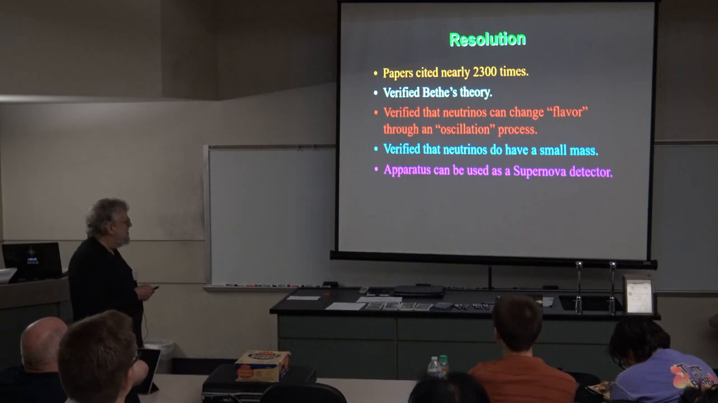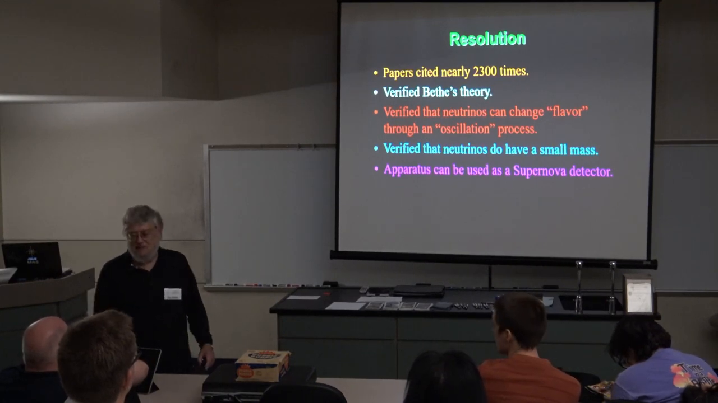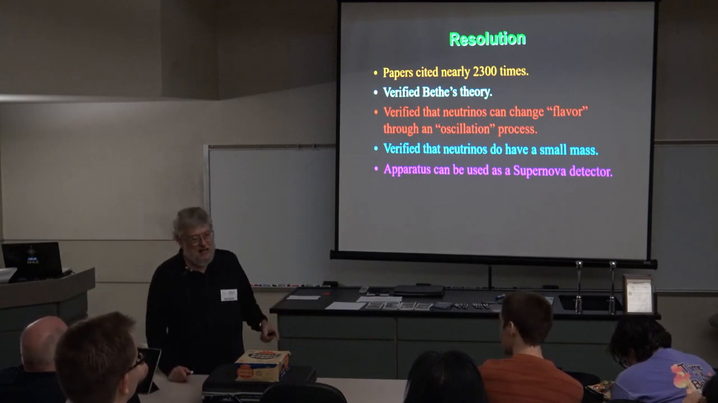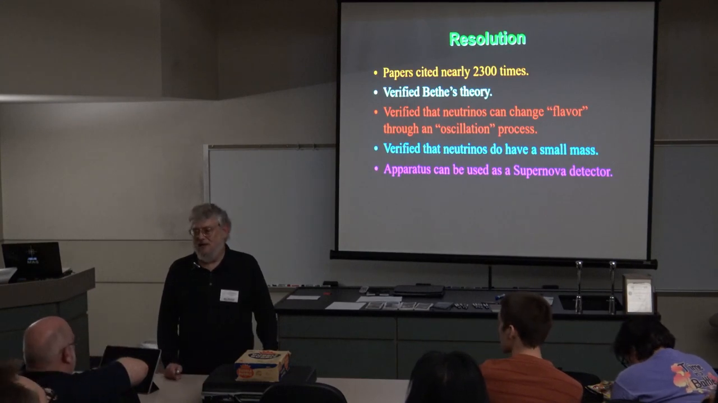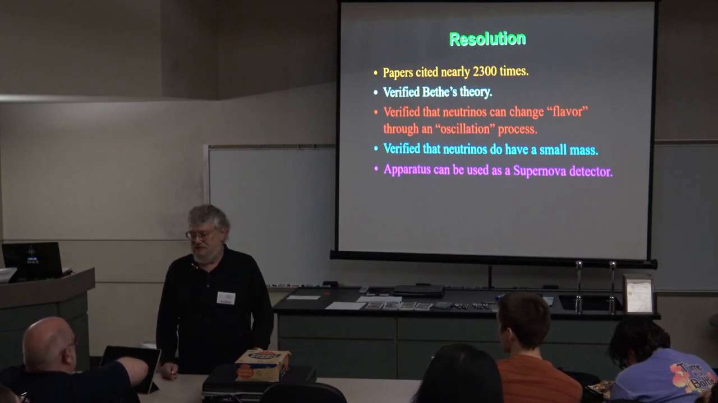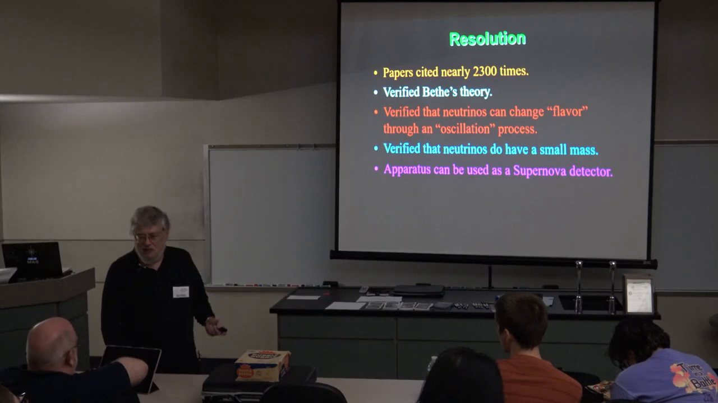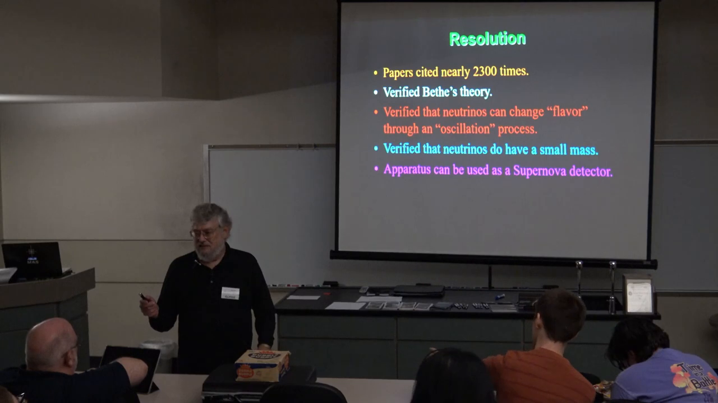And here's a little side detector, or a side light here, an advantage. The apparatus itself could be used as a supernova detector, because whenever a supernova in our galaxy occurs, which has been about every 100 years on average, but we're way overdue for one. It's been like 350 years since we've had one. So someday there's going to be a supernova in the Milky Way. And when it happens, the first thing that's going to be released is the neutrinos.